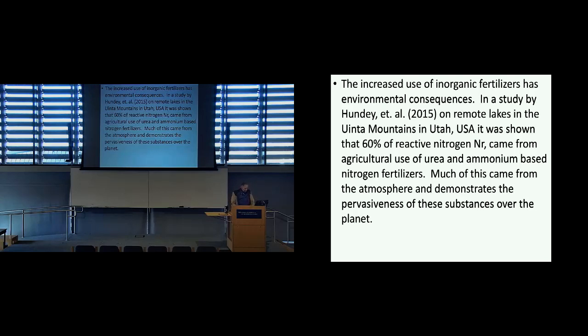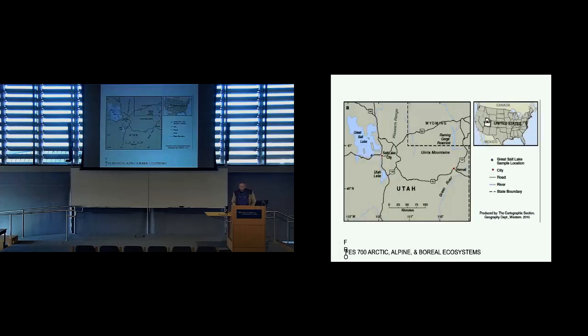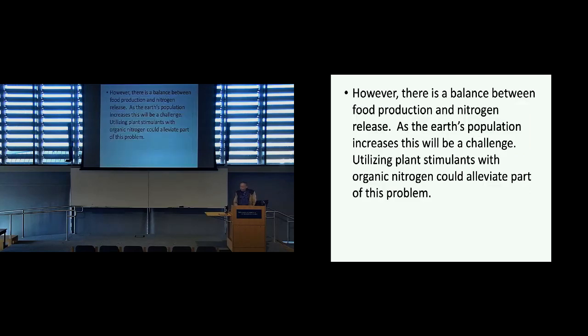But the increased use of inorganic fertilizers has a lot of environmental consequences. There was a study done by the Forest Service in 2015, and it indicated that 60% of reactive nitrogen came from nitrogen fertilizers that were applied in agricultural areas far from the winter mountains where the study was done. A lot of it came from the atmosphere, so it was volatile, because they use a lot of urea and ammonia fertilizers now, which volatilize and are then rained down hundreds of miles away from where they were applied.